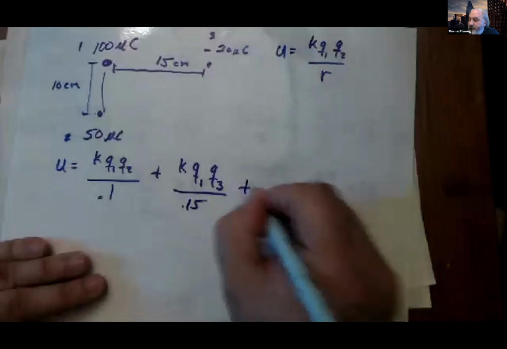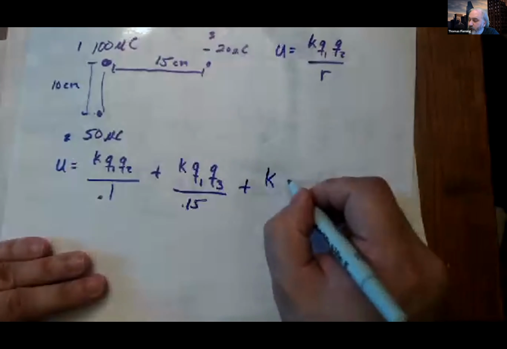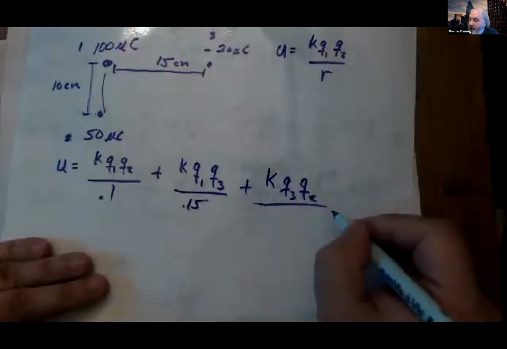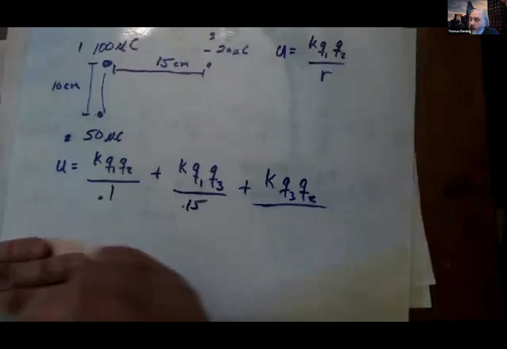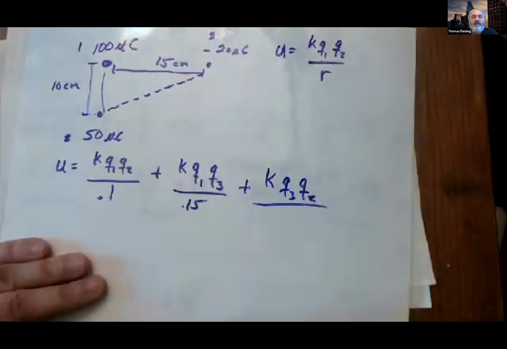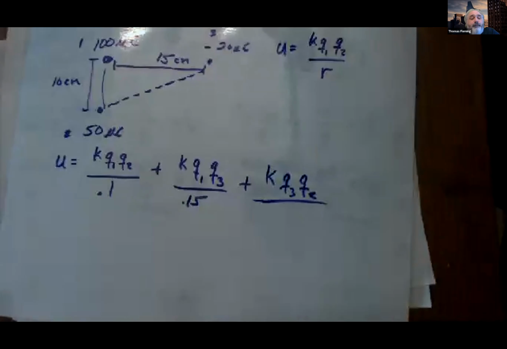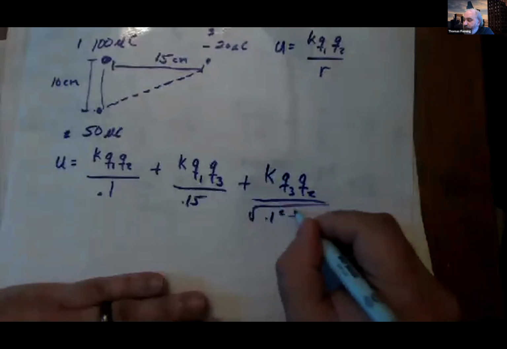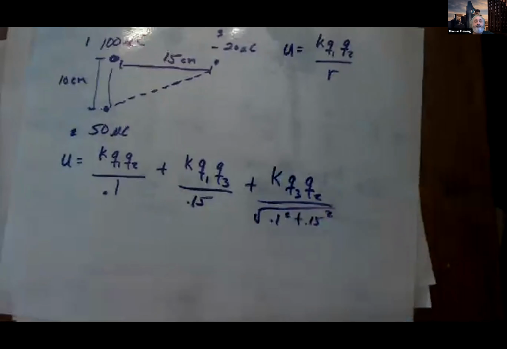But I'd also have to fight this guy against this guy. So I'd add in K Q3 Q2 divided by, what's R? Well, R would be the distance from here to here, which is that little diagonal line. And of course, I can get that from the Pythagorean theorem: the square root of 0.1 squared plus 0.15 squared. And so the potential energy of all three of them I would get from something like that. Nifty.